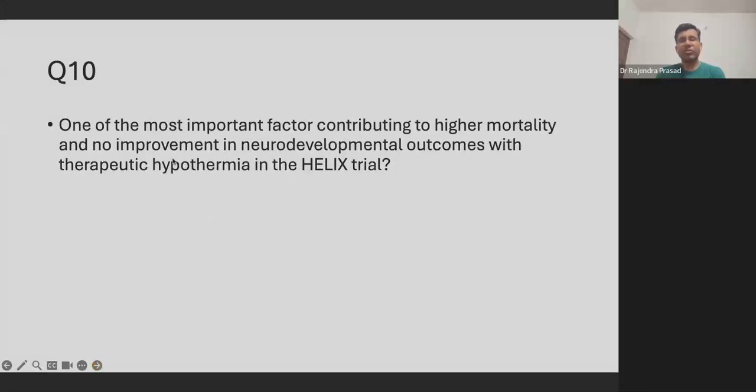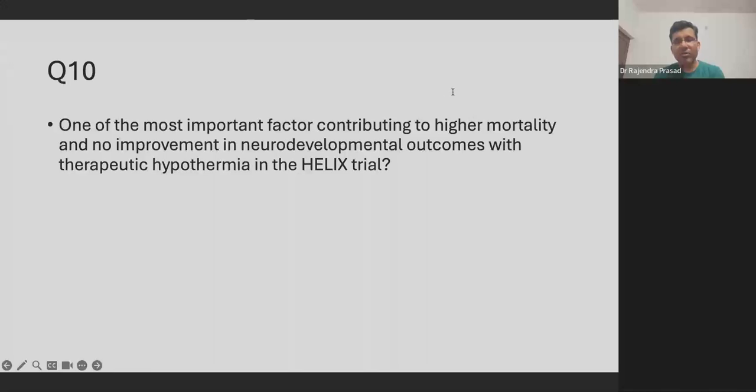So then I will ask you one question about the HELIX trial, which most of you would have heard. It showed that there is a significant increase in mortality, in contrast to what the Western data says, that there is a decrease in mortality, and there is no improvement in neurodevelopmental outcomes. So if one of you has read the trial, what is the most striking feature you find which has contributed to these bad outcomes?